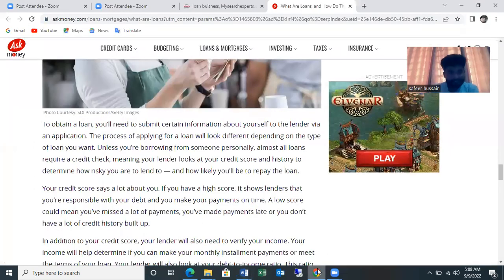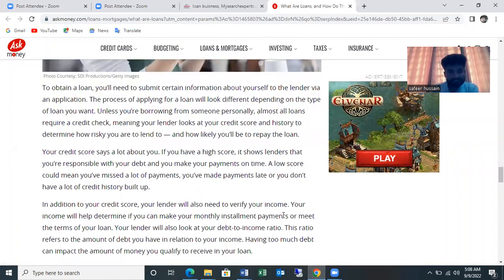Your credit score says a lot about you. If you have a high score, it shows lenders that you are responsible with your debt and you make your payments on time. A low score could mean you have missed a lot of payments, you have made payments late, or you don't have a lot of credit history built up.